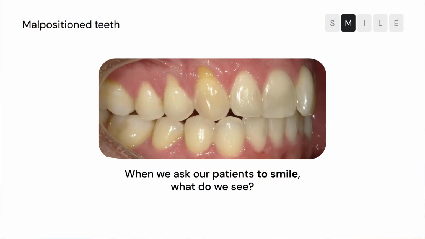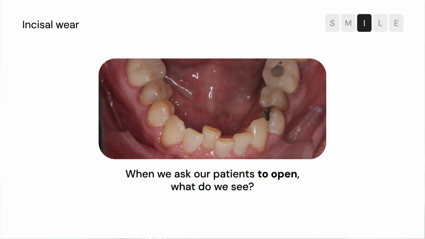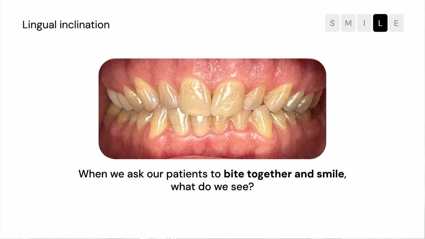So shifting is one. The next is malpositioned teeth, for M. And then I is going to be incisal wear, looking to see how much those front teeth are wearing down. A really, really big thing to keep in mind. The next one is the lingual inclination. How do those teeth look when we look down the sides?